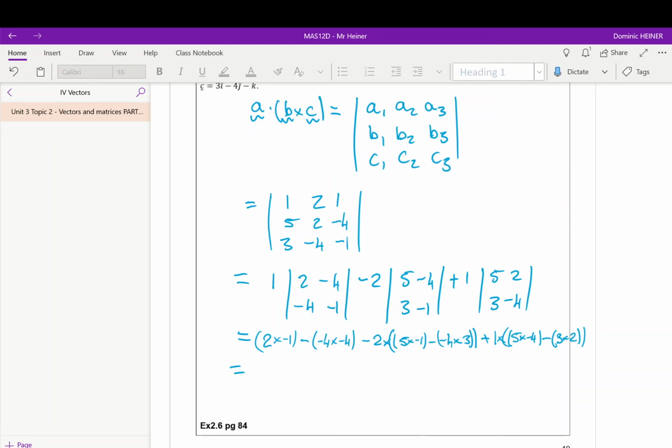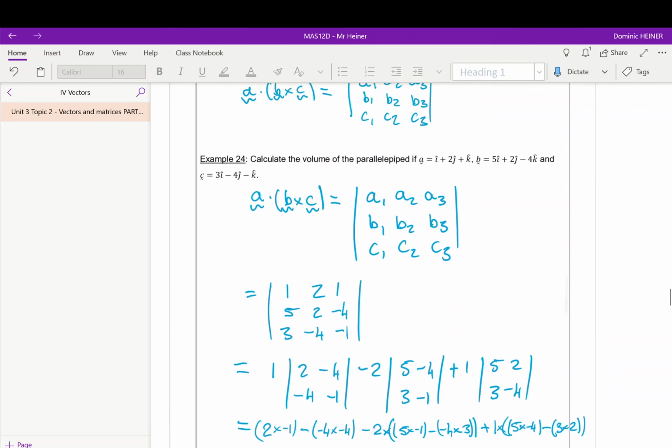So that leaves us with -2 minus 16, which gives us -18. Then -5 take -12 is going to be -5 plus 12, that's 7, times -2 is -14. And then 5 times -4 is -20, minus 6 is going to be -26.